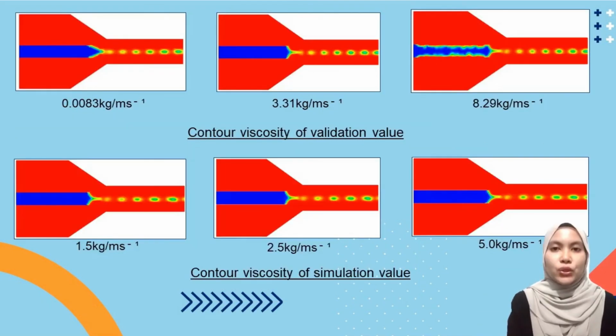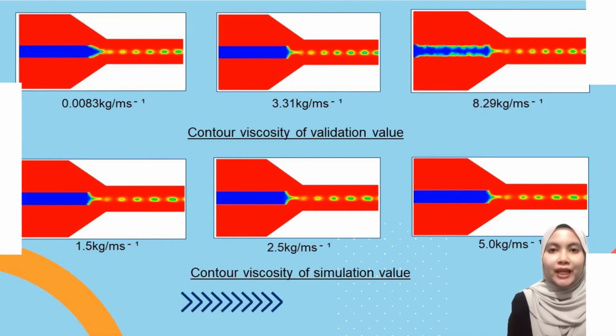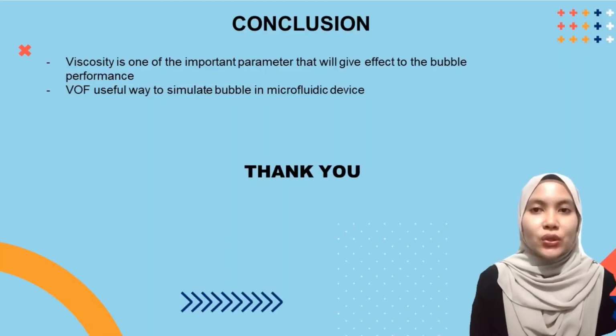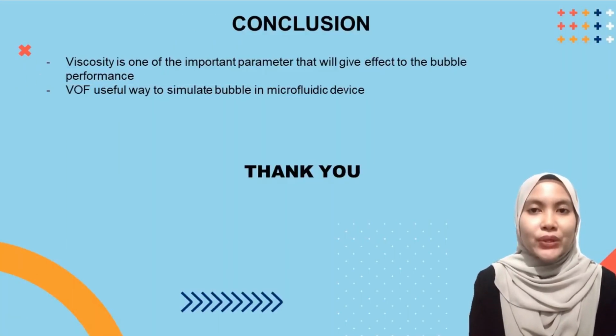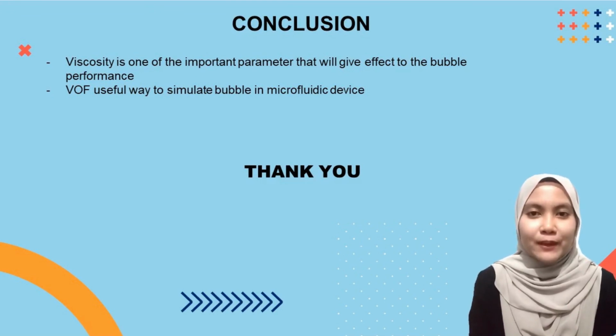This slide shows the contour of viscosity from 0.0083 to 8.29. As the conclusion, viscosity is one of the important parameters that affect the result of bubble formation, and it can also be used to obtain a new approach in science applications. And the volume of fluid method is a useful way to form bubbles in a microfluidic device.